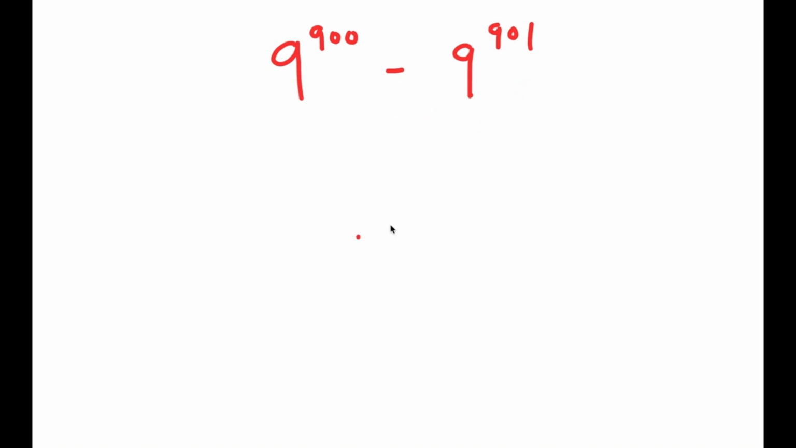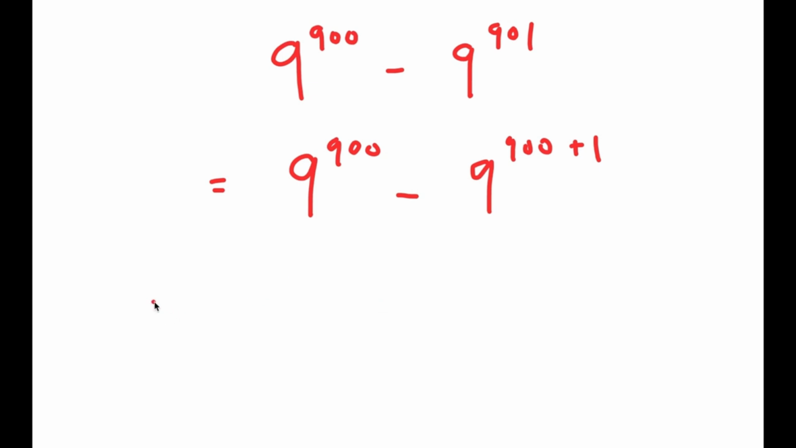So the easiest way to solve this is to simplify this as much as we can. And a way to do that is to factor out a term. Well, 9 to the power of 900 is actually a factor of 9 to the power of 901. So all we have to do is rewrite 9 to the power of 901 as something times 9 to the power of 900. Well, we can use properties of exponents to do this. So I'm actually going to rewrite 9 to the power of 901 as 9 to the power of 900 plus 1.